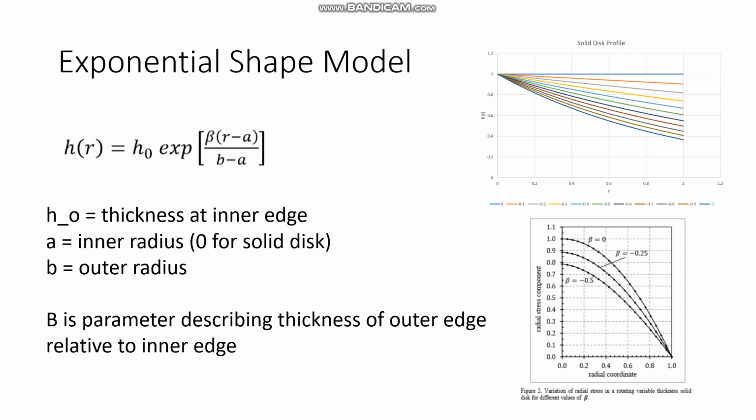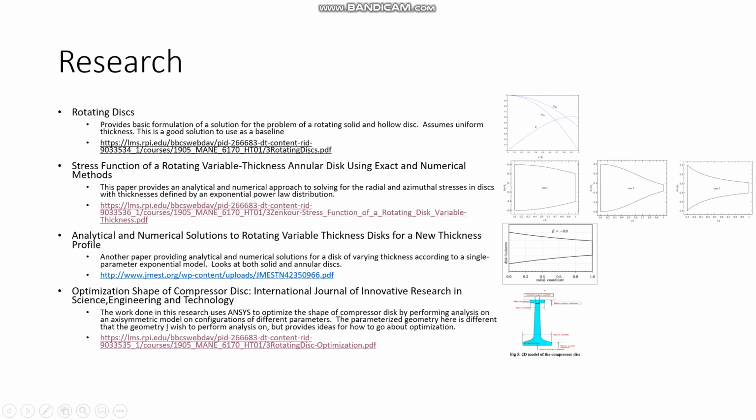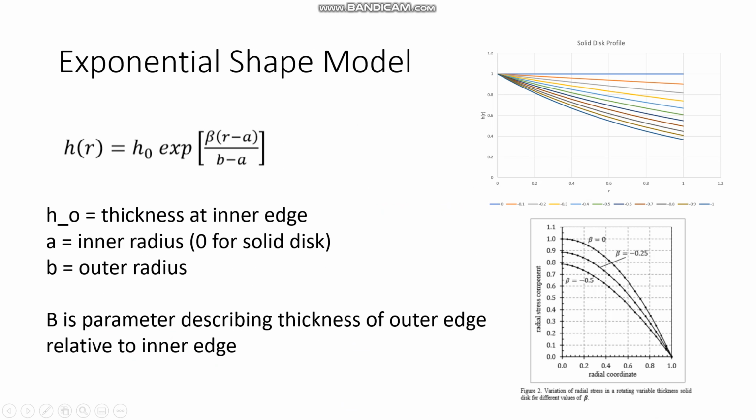This is the equation for an exponential shape model that I have found online in some literature where the solution has been derived analytically. You can see in the bottom right here this plot of the radial stress as a function of radial coordinate for various values of this beta parameter. And this beta parameter describes the thickness of the outer edge of the disk relative to the inner edge.